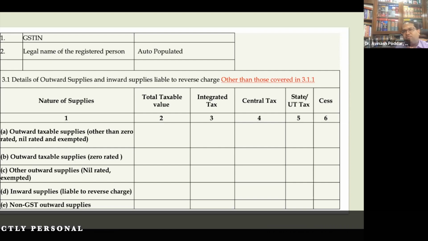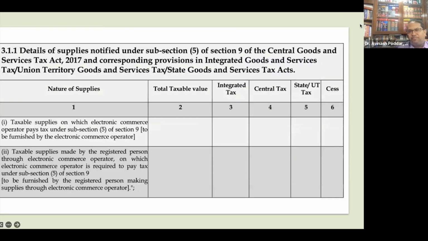तो 3.1.1 जो है वो उन्होंने इंसर्ट कर दिया. अब जो इंसर्ट किया वो क्या किया? Friends, this is what they've inserted. They say details of supplies notified under subsection 5 of section 9 of the Central Goods and Services Tax Act 2017 and corresponding provisions in the Integrated Goods and Services Tax, Union Territory Goods and Services Tax, and State Goods and Services Tax Act. So this is a new insertion in the entire form.